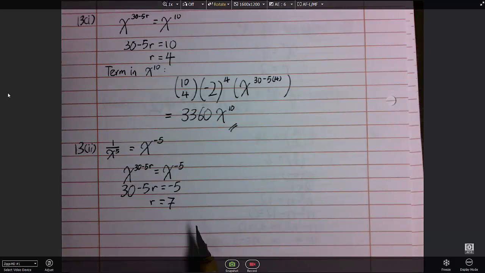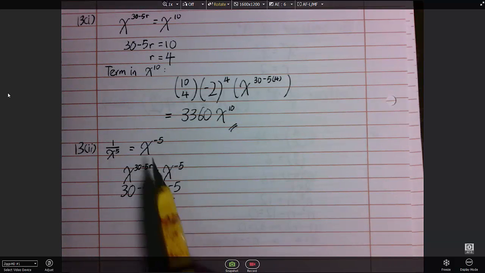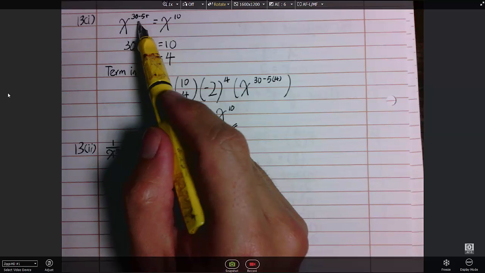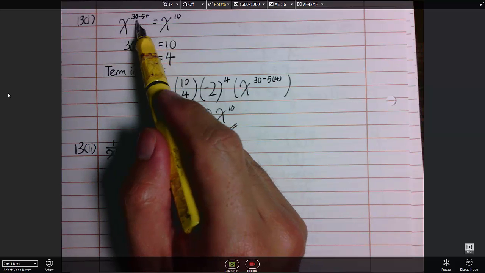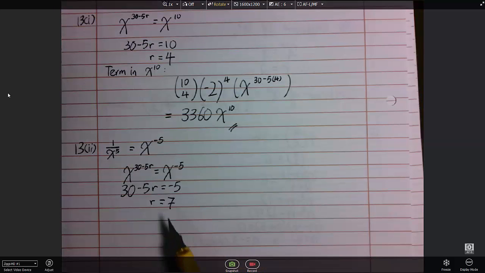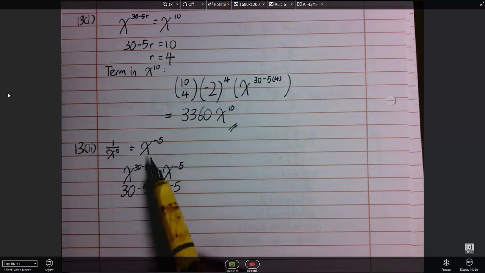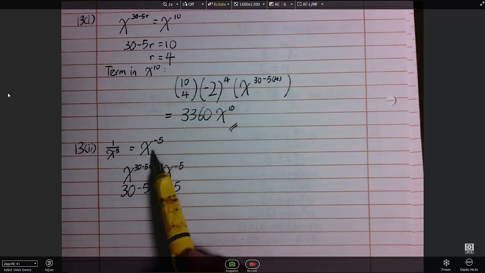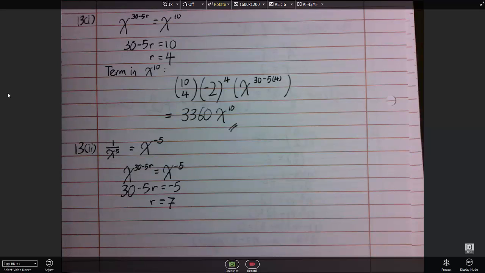So for the r value of 7, when I sub in r equals 7 into here, 30 minus 5 times 7 is 30 minus 35. It will give me negative 5. So if r is 7, I'll get a term with x to the power of negative 5 inside, which is 1 over x to the power of 5. That's the whole idea behind this.